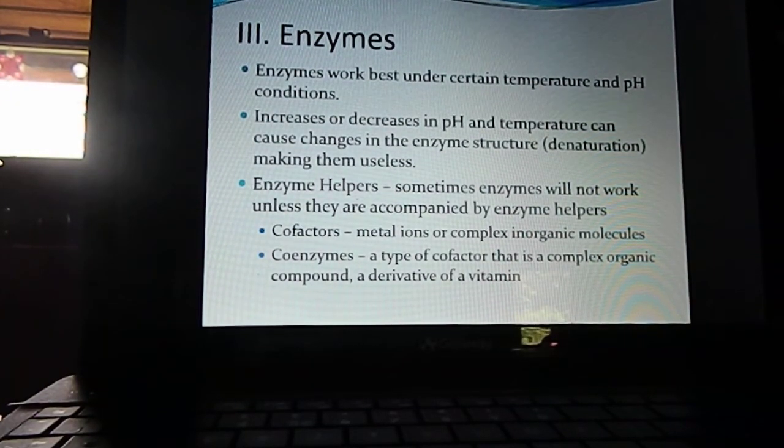All right, we've got a little bit more to wrap up with enzymes. Enzymes work at best under certain environmental conditions, especially temperatures and different pHs. So if the pH is increased or decreased, or the temperature is changed, and most of the time we associate a rise in temperature, then these molecules can be rendered useless, because their structure changes.